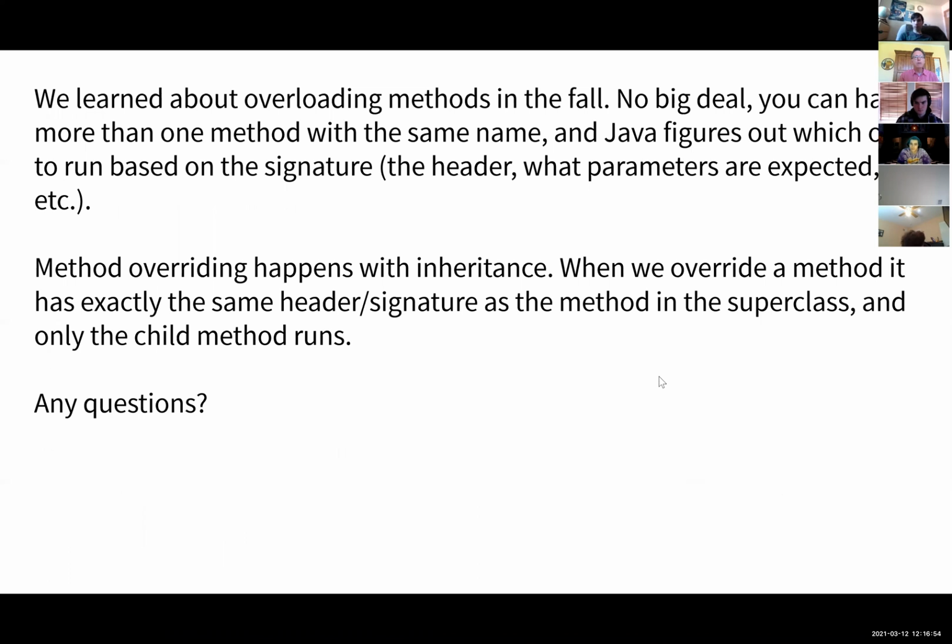I have another example, but I will say we learned about overloading methods in the fall, and you know, no big deal. More than one method with the same name. Java figures out which one to run based on the parameters. Method overriding happens only with inheritance, and that's when it's the same signature as a method in the parent class, and then only the child method will run.